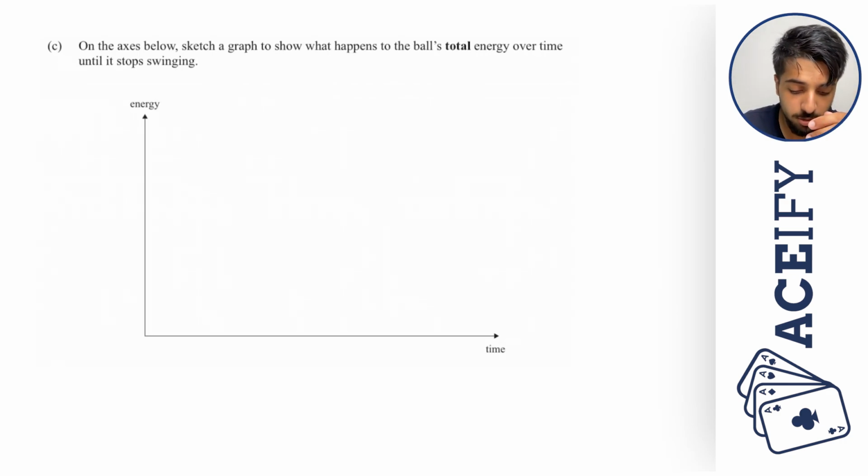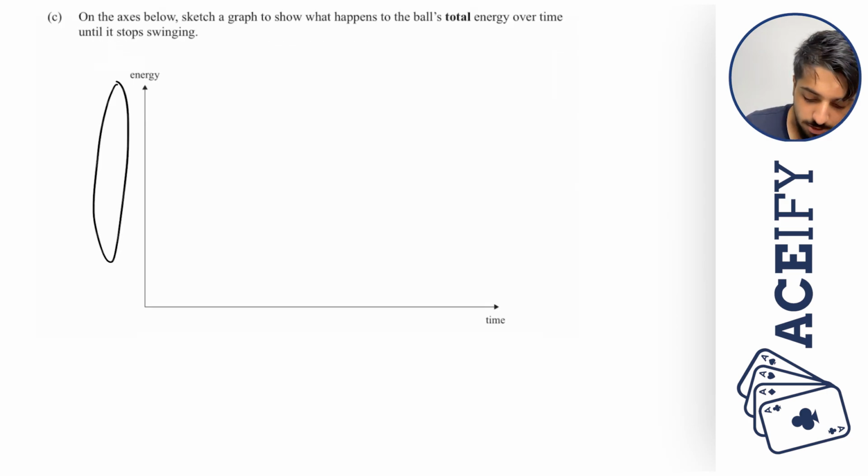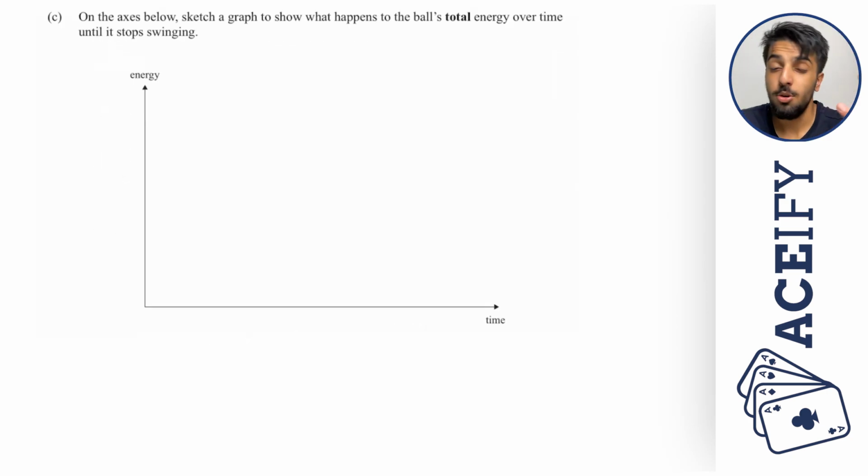On the axes below, sketch a graph to show what happens to the ball's total energy over time until it stops swinging. Okay, so we have our energy on the y-axis and our time on the x-axis. So based on our intuition, we can imagine that if we release a ball and it's swinging, over time it's eventually going to stop due to frictional forces like air resistance. And so its total energy over time has to decrease, right? Because it eventually comes to a stop. If it never decreased, then it would just keep going forever and a day.